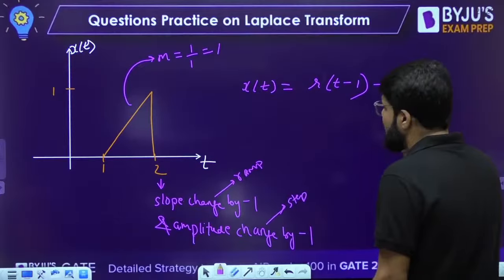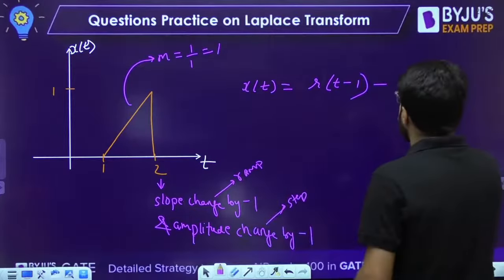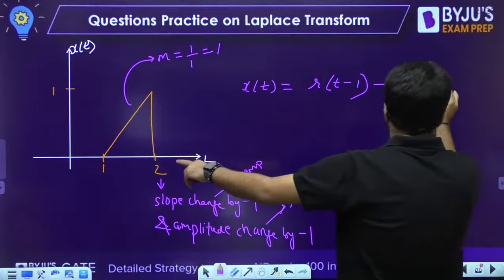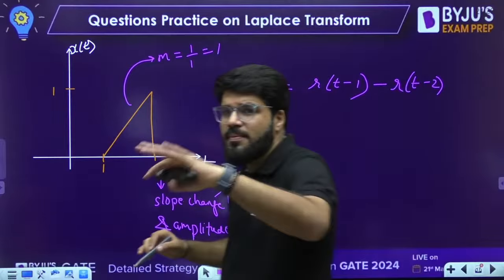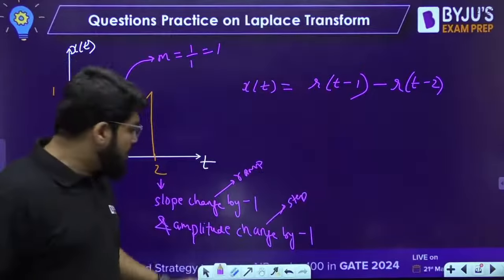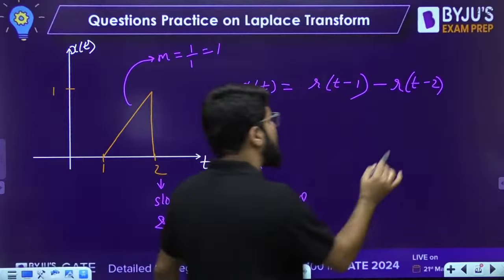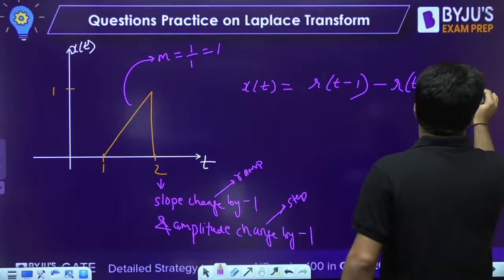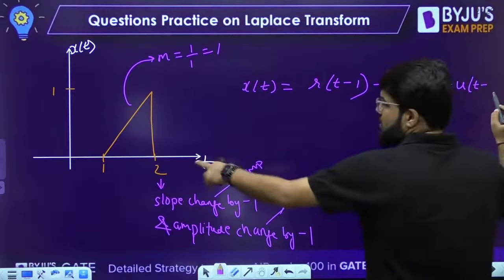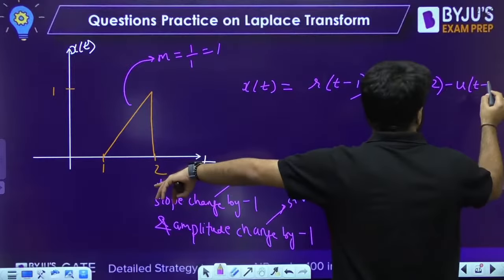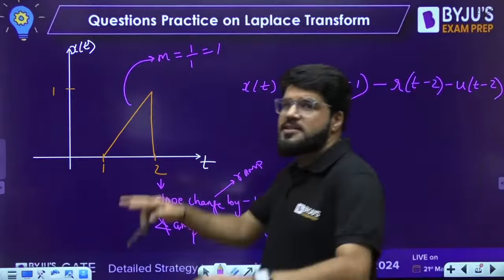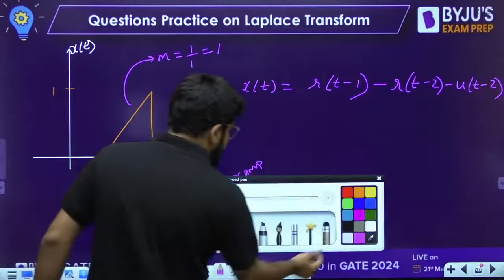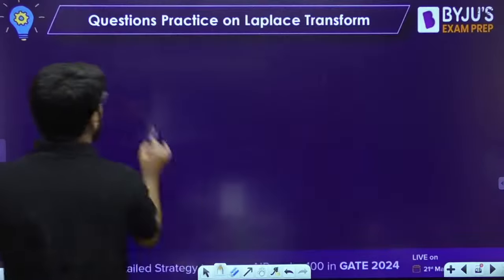So which ramp signal will come? Whose slope is -1. So minus r. At what point should the ramp come? The ramp should start at t equal to 2. Meaning it is right shifted, r(t-2). But also amplitude changes by -1. Minus of u(t) will come because -1 is the amplitude. The step signal is also required at t equal to 2. So 2 units right shifted step, u(t-2). Now we can complete the answer.